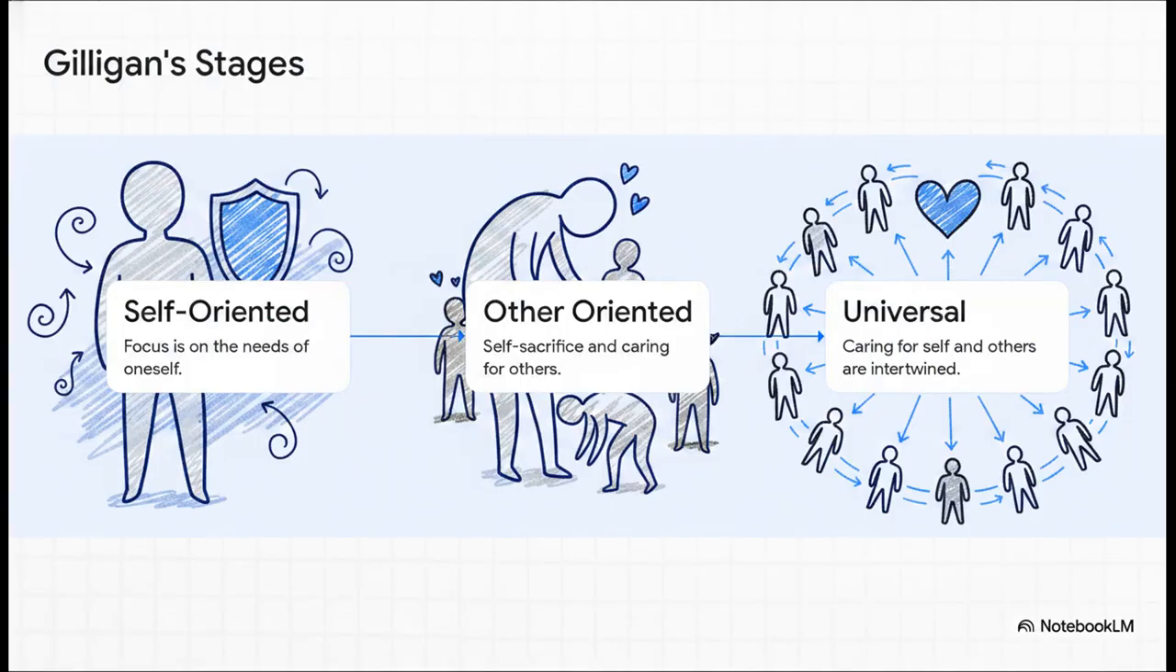Gilligan actually introduced her own three-stage framework to map this out. Step 1 is self-oriented, where the focus is purely on personal survival. Step 2 then shifts to other-oriented, where a person basically sacrifices their own needs to care for the people around them. But the ultimate realization happens in Step 3, universal. This is the profound understanding that caring for yourself and caring for others aren't mutually exclusive. They are deeply intertwined because we are all fundamentally connected.